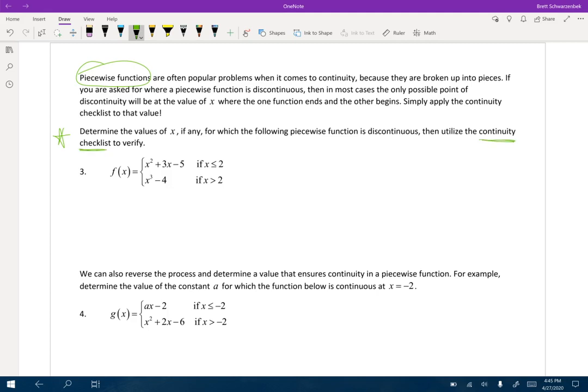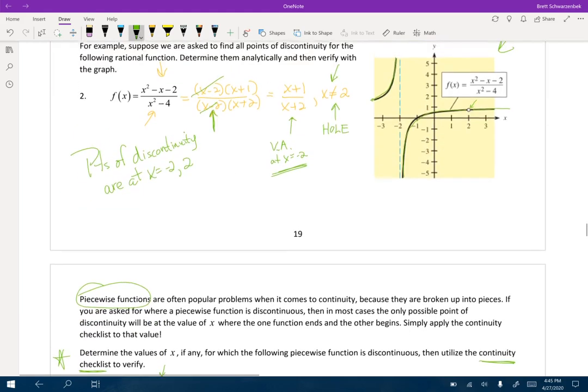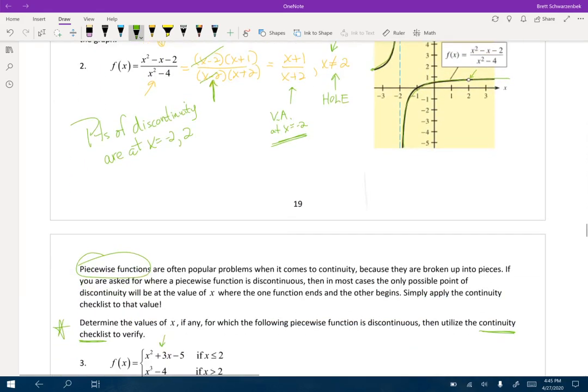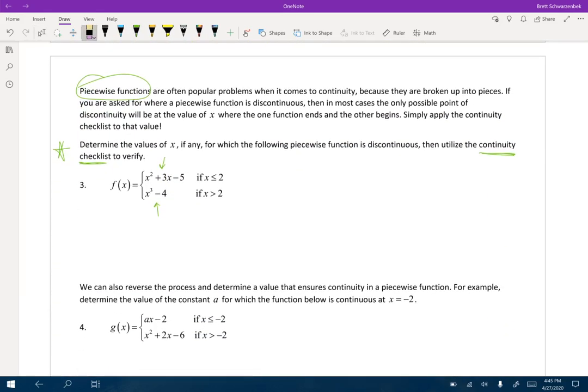Okay, so this should be interesting. So first things first, if you look at the two pieces of the function, both of them are polynomials. What do we know about polynomials and continuity? They are always what? Continuous for all x. So we don't have to worry about any points of discontinuity on either of those polynomials themselves. So the only point of discontinuity must exist where the function is broken up. And at what number is it broken up? At x equals 2. So the only point of discontinuity that we have to check is x equals 2. Okay, that's our point of discontinuity.